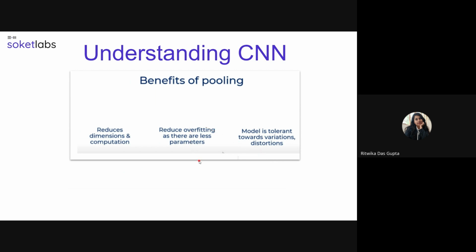So the benefits of pooling is that it reduces the dimensions and computation, and also overfitting. The model also can understand various locations of the particular image, so it is location invariant. The model can differentiate between the image's location, and can give a proper output.